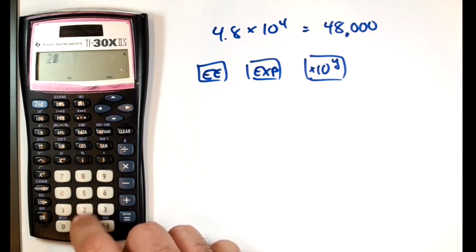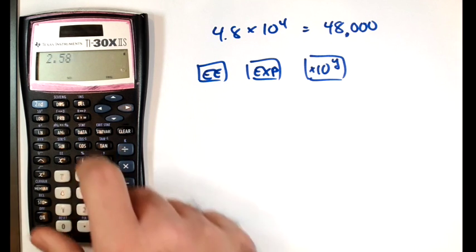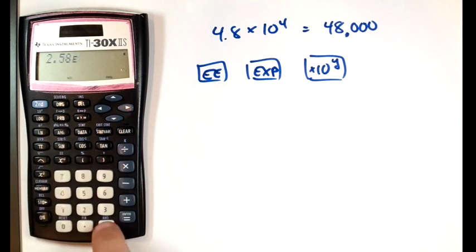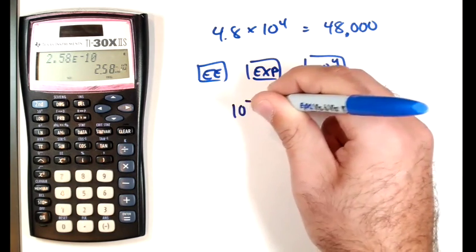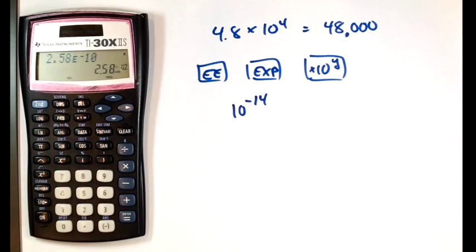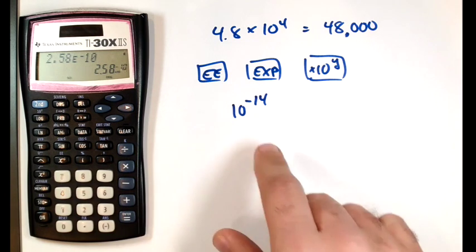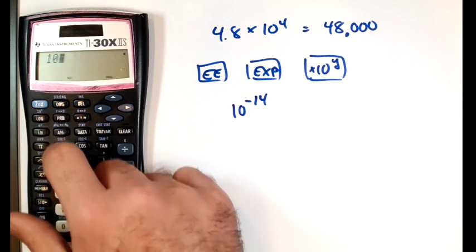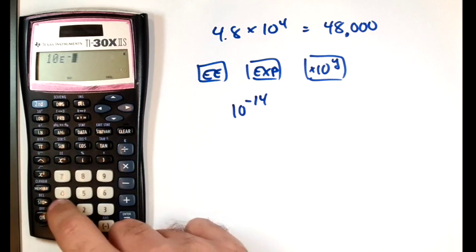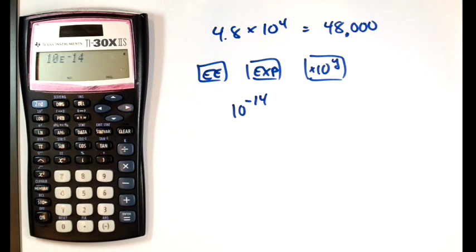If I want something smaller than 1, 2.58 times 10 to the negative 10, for example, you can throw that in. Now, one thing just to be aware of, if you do actually have something that is a bare power of 10, let's say 10 to the minus 14, which you will encounter later on when we're doing acid-base work. 10 to the minus 14, if I just write in 10 E minus 14, it's tempting to think that's right.